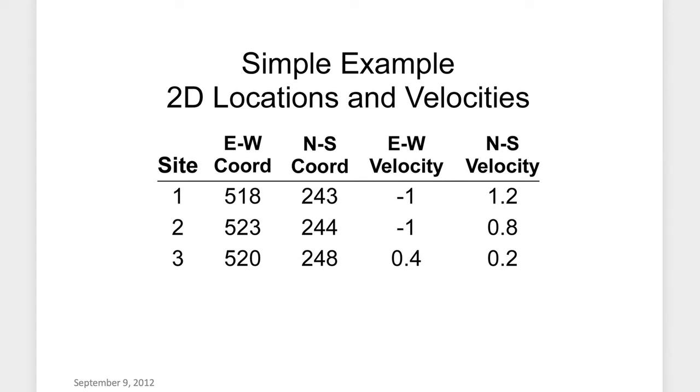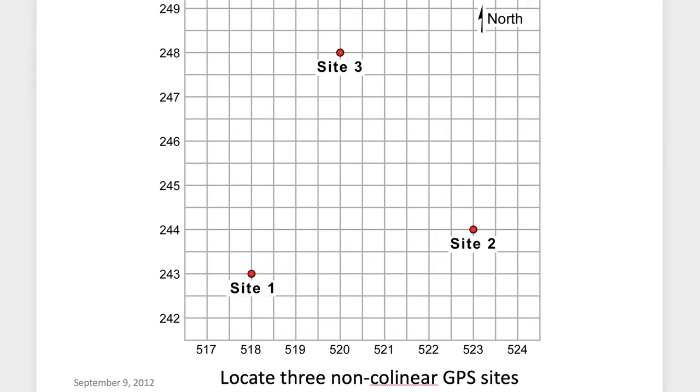For each point we have the east-west coordinate, or the longitude, the north-south coordinate, the latitude, the east-west velocity, usually measured in millimeters per year, and the north-south velocity, also measured in millimeters per year. Here are our three sites. They form a triangular area.